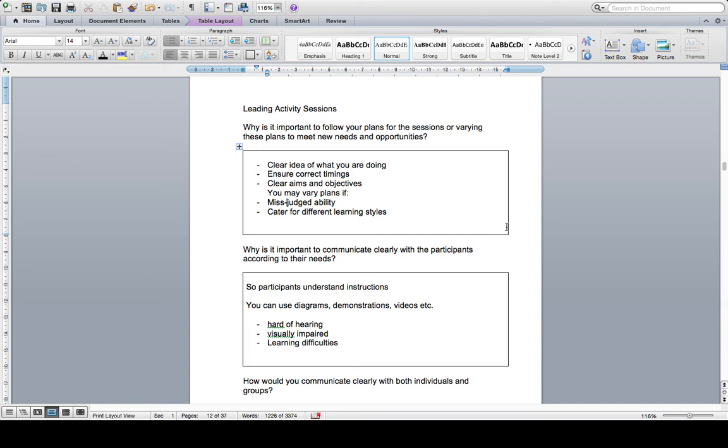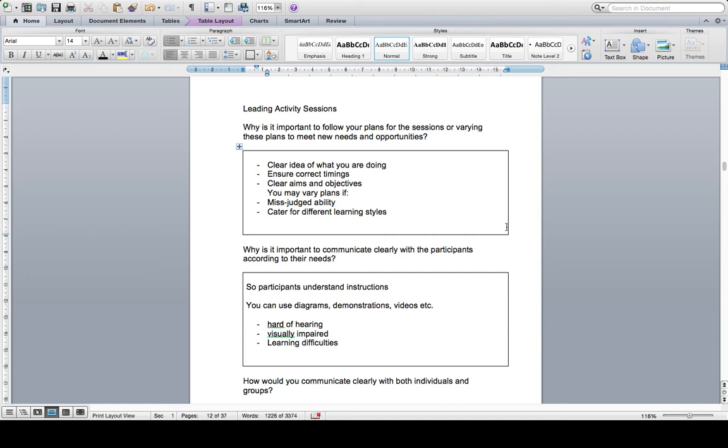Another reason why you might change the session to meet their needs is if you're going to cater for different learning styles. Different learning styles mean you've got participants who might be more visual, which means they like to see something done in front of them. They like to read something or see it on a tactics board.